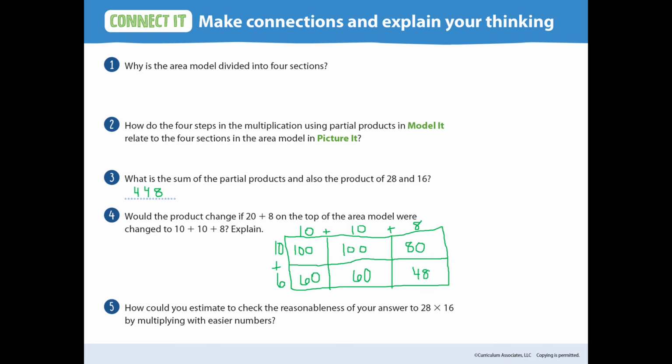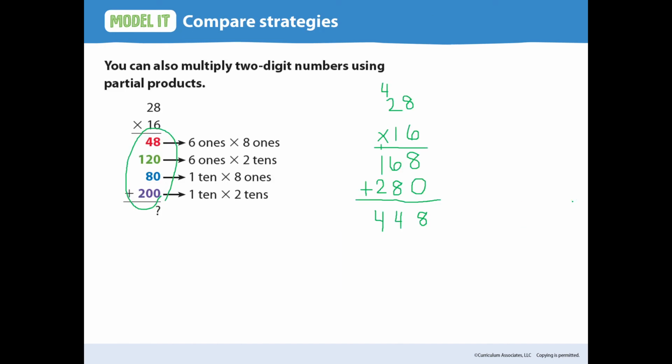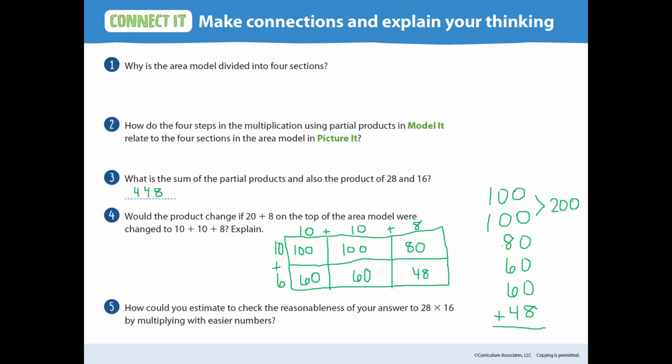All right, so I'm going to write all of these partial products, all these areas, over to the side. There's all of the partial products from inside the boxes. And one thing that I'm noticing is these duplicates here. 100 plus 100 is 200, which was one of my numbers on the other one. If we look back, yep, there's 200. And 60 plus 60 is 120.